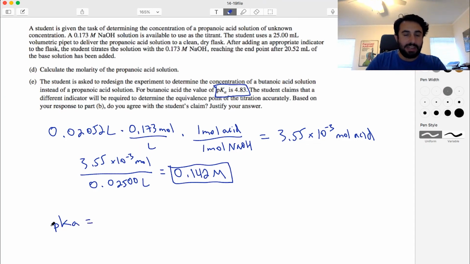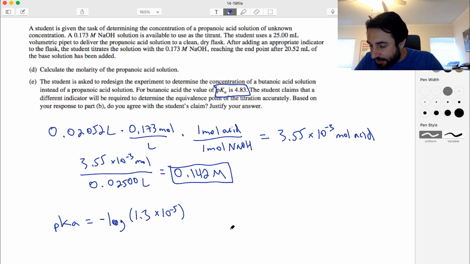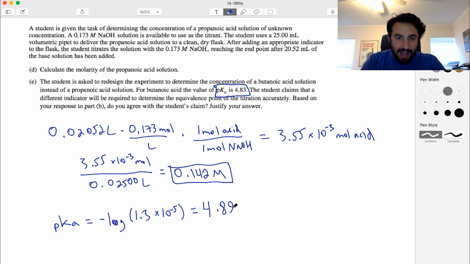Well, remember just like pH, for pKa we're just taking the negative log of the Ka. So the Ka, if we recall, was 1.3 times 10 to the negative 5. And if we take the negative log of that number, we get 4.89. So is 4.89 very different from 4.83? No, it is not. And in fact, that makes sense. Propanoic acid and butanoic acid, the functionality doesn't change. They're both carboxylic acids. So we would not expect the pKa to change very much.